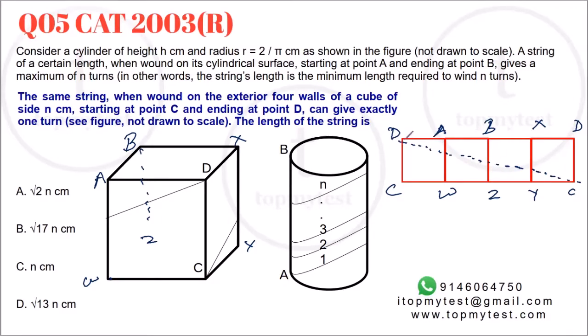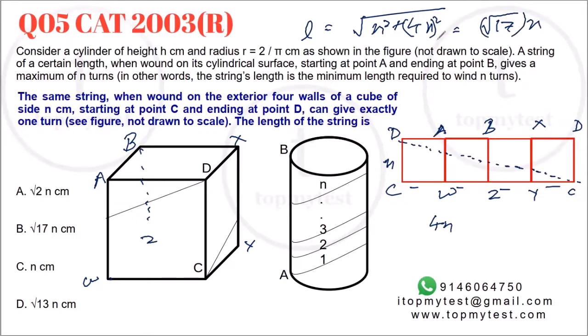If you were to look at it, the height will be equal to n, that's n centimeters. The width will be 4n. So using Pythagoras theorem, I can find the length of the string. Length of the string is square root of n square plus 4n square. That will be equal to root 17 n. Right, 4 square is 16 plus 1, 17, n comes out. So option B is your correct choice.